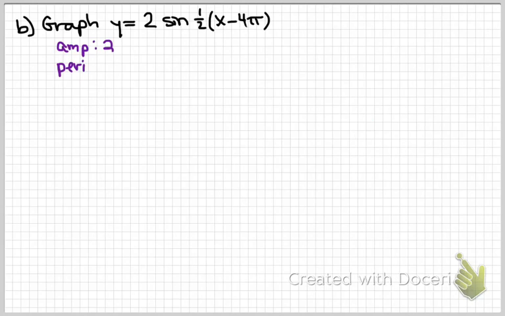Next is the period. It is a sine function, so it is going to be 2 pi divided by the b value, or what comes directly after our trig function, but in front of the variable. So in this case, it's the half, so it's going to be 2 pi divided by a half. So if I do my leave, change, flip, I actually get 2 pi times 2, which would give me 4 pi. So my period of this graph is 4 pi.